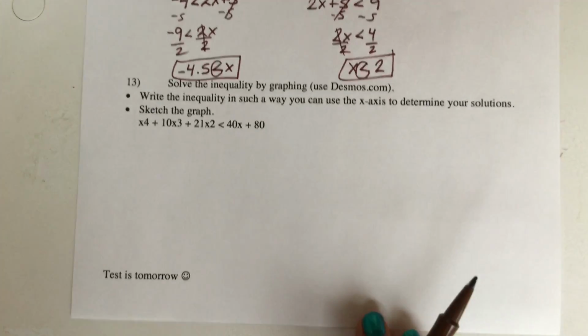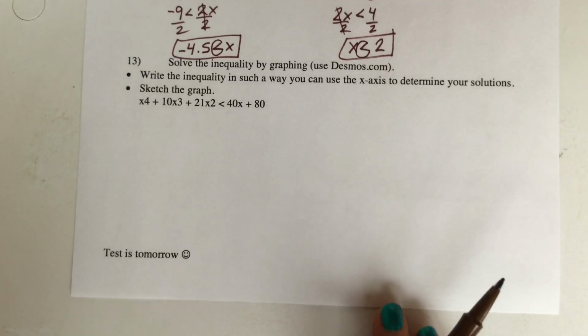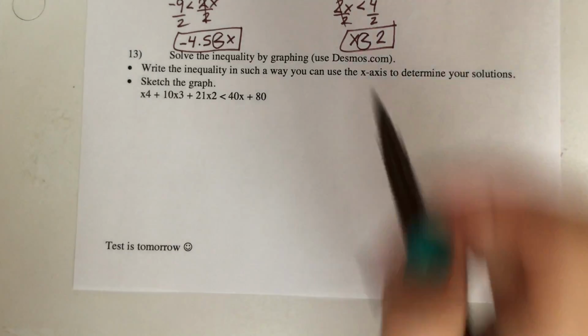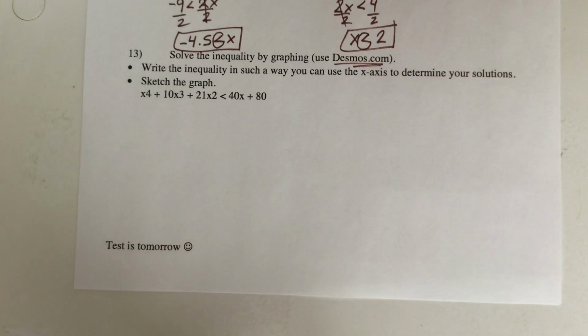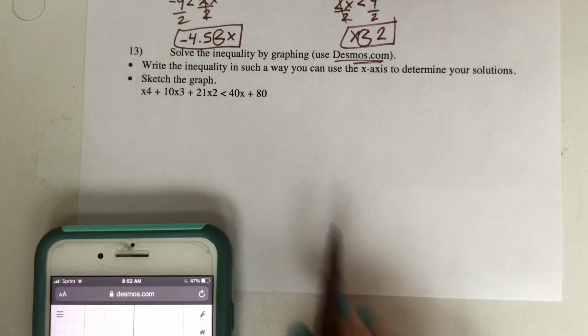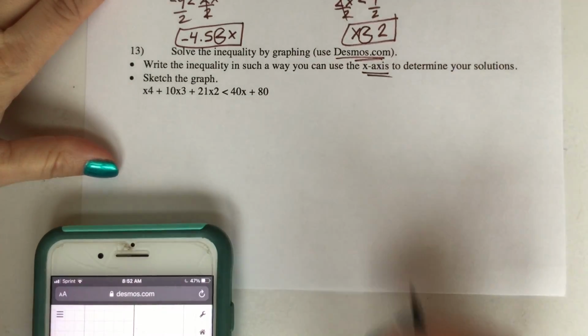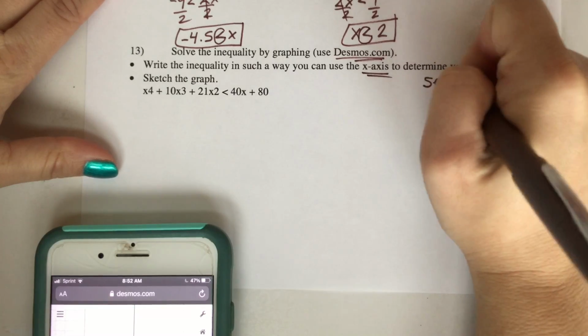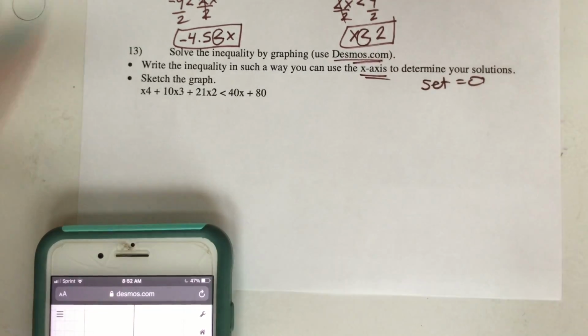Last section. If you are solving a graphing inequality, again, we're going back to Desmos.com. So hopefully you kept that handy. Let's go ahead and look at that. So Desmos.com. Write the inequality in a way that you can use the x-axis to determine your solution. That means you set it equal to 0 or greater than or less than symbol with a 0. Then we sketch the graph.